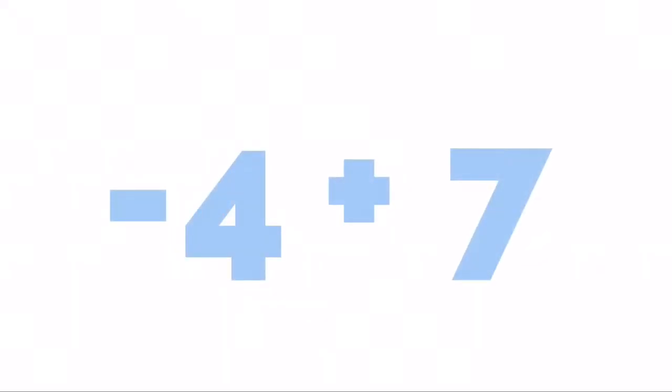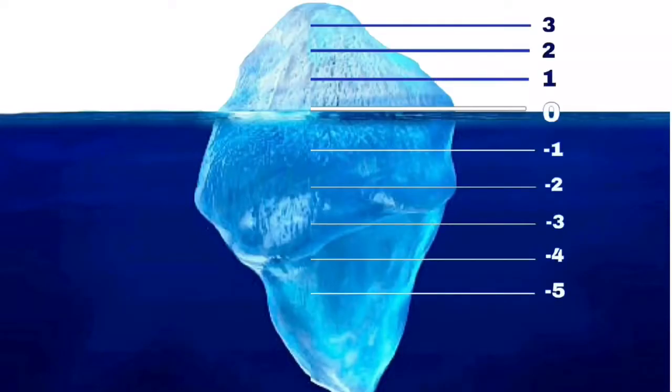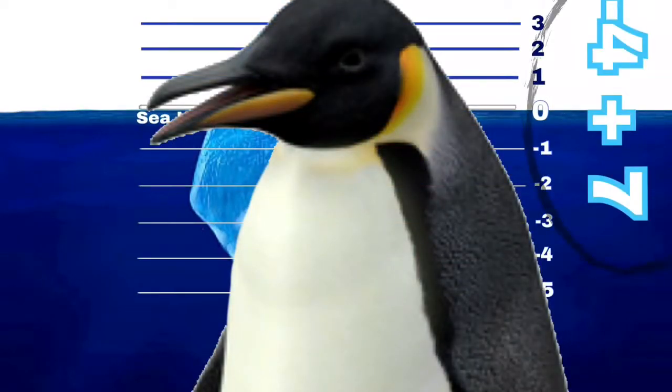And we're back. I hope you had good luck on your practice problems. Now we're going to try a different type of problem. We're going to try -4 plus 7. So this time we are going to use an iceberg and a penguin to solve this problem.